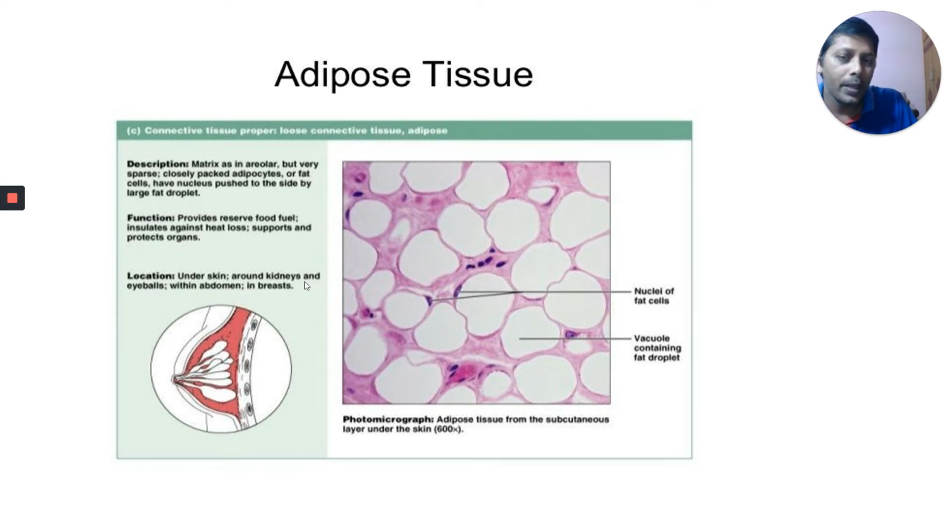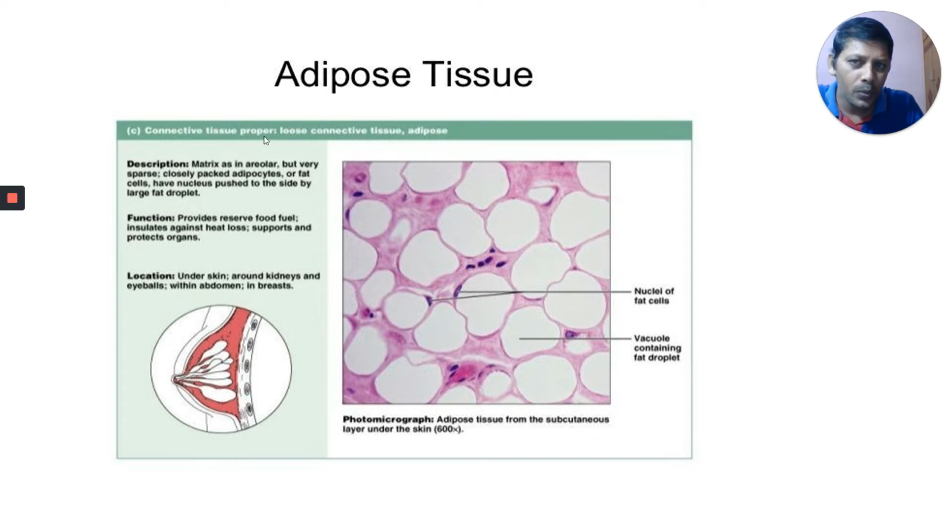I covered this one in excretory products and their elimination. In the fourth video I explained this. Around the kidney there are three layers, and one of them is this fatty layer around the kidneys, eyeballs, and within the abdomen, adipose tissue over the colon, and in the breast also. The breast consists of glandular tissue as well as adipose tissue. This is the location of adipose tissue in different parts.